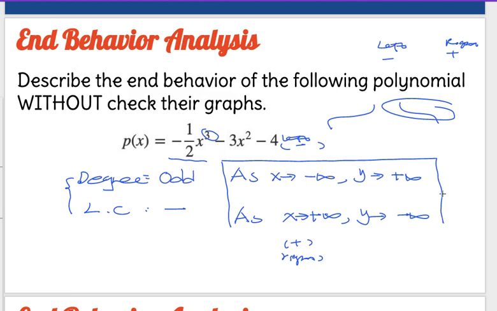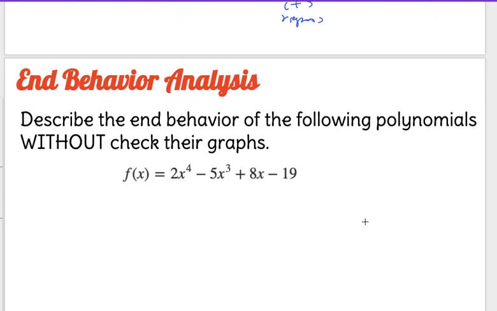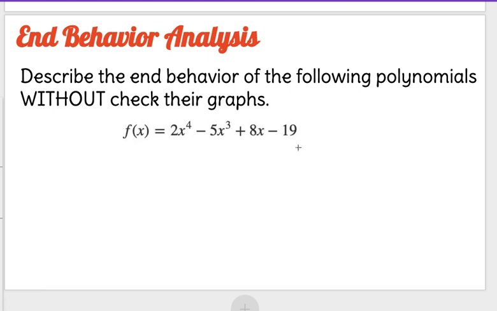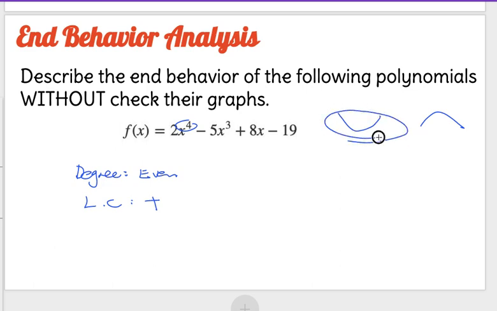Okay, so this is what happened for the first example. Let's check another one. This one also has an expression with 4 terms already listed in standard form. So we can just use the first term to tell us the leading coefficient and degree. The degree, the highest exponent, is 4, which is even. And the leading coefficient, the number 2 in front, is positive. As we know, when the degree is even, it will look like this one or this way. But since the leading coefficient is positive, it will go up at the same time. So the graph looks like that.